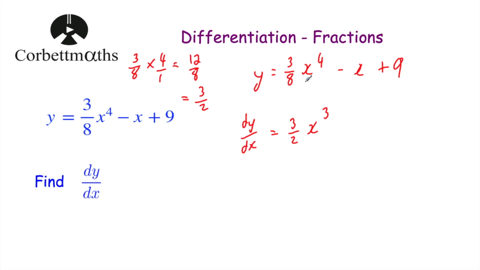Okay, so we've differentiated the first term, the one with the fraction. Now the rest of it's quite straightforward. We want to differentiate minus x, that's minus 1x. And when we differentiate minus 1x, we'll just get minus 1. Think back to your last video. If you're differentiating 8x, you get 8. If you're differentiating 10x, you get 10. If you differentiate minus 4x, you get minus 4. If you differentiate minus 1x or minus x, you're going to get minus 1. And when you differentiate numbers such as plus 9 here, you're just going to get 0. So that's it. That's our answer.